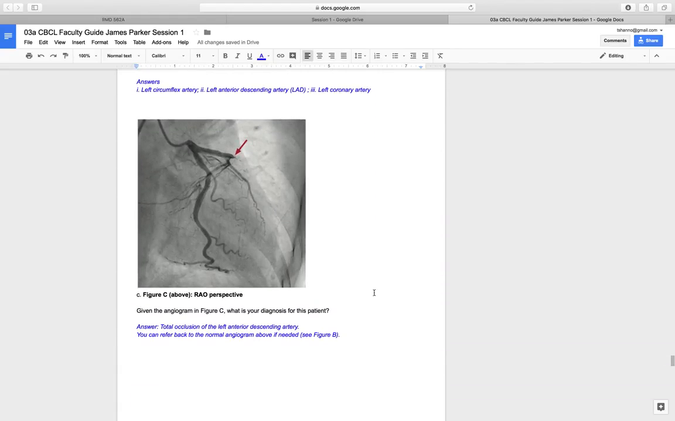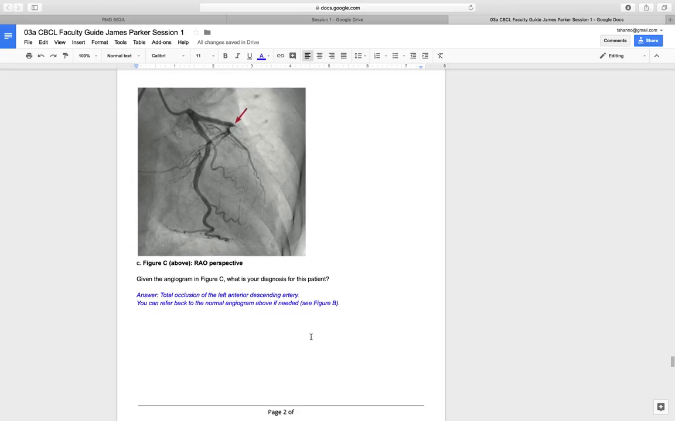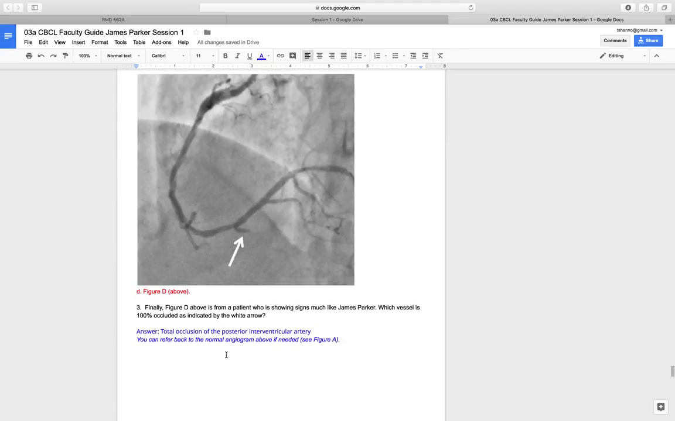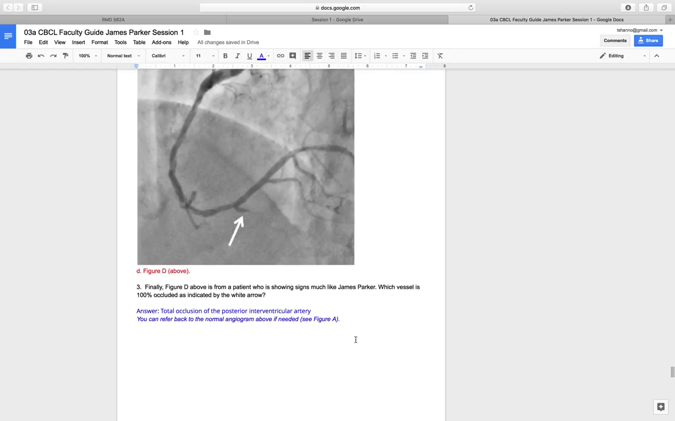We have an occlusion of the left anterior descending artery here, and then this is an occlusion of the inferior interventricular artery, which is a branch off of the right coronary, and that would be consistent with James Parker's diagnosis.